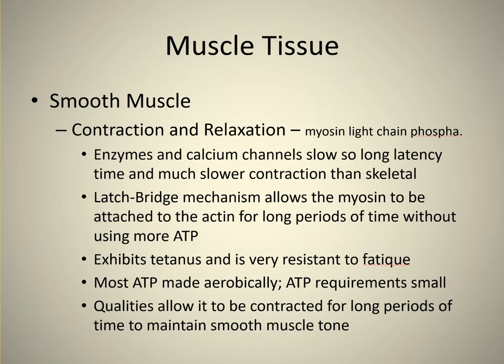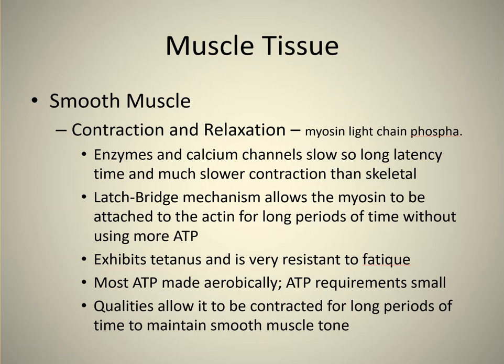Now, smooth muscle relaxes by another enzyme called myosin light chain phosphatase. Kinases put phosphates onto molecules, and that usually activates them. So, myosin light chain kinase, and then phosphatase takes them off. Enzymes and calcium channels are really slow. So there's a long latency time in smooth muscle, much slower contraction than skeletal muscle, and usually less tension generation.